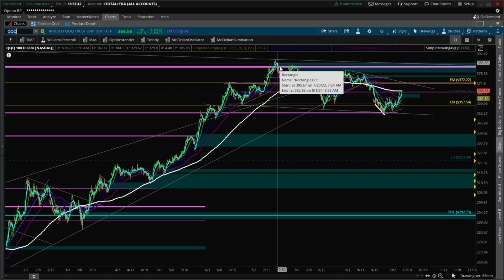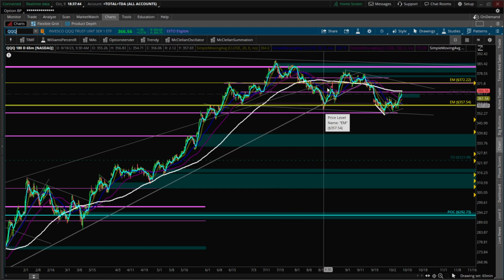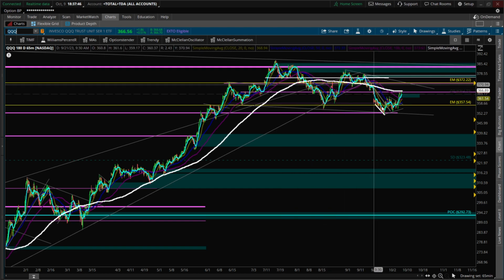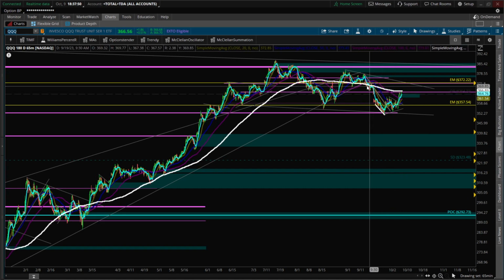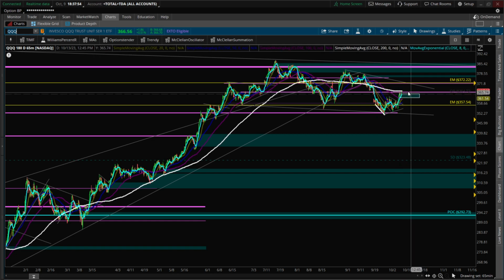After we got the top here, we have a 3-wave move down, 3-wave move up, 3-wave move down, 3-wave move up right into the 50. In this case, the 200 period moving average, right into resistance. Okay, and then we're looking for one more move down to somewhere in support here.